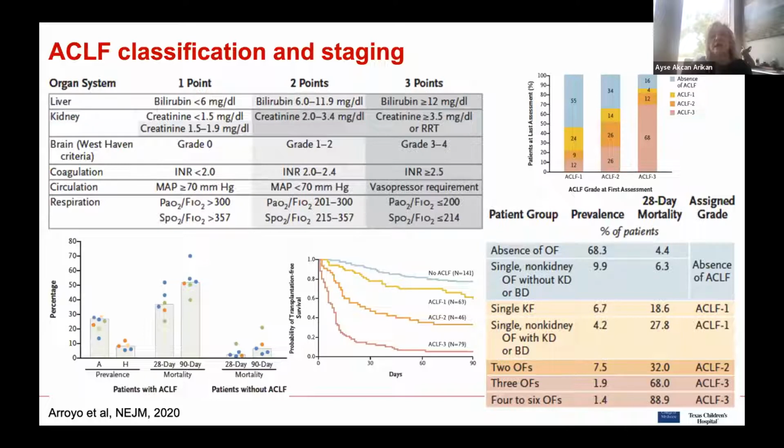The last graph on the upper right-hand corner is showing you that throughout the course of the patient's disease, or throughout their admission, their profile might change. They might present with ACLF stage 1, but they could progress over time to stage 2 and stage 3. If they present with stage 3, they mostly stay as stage 3. So it's a dynamic process and requires frequent assessments.